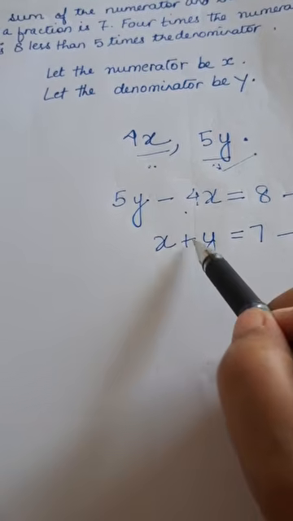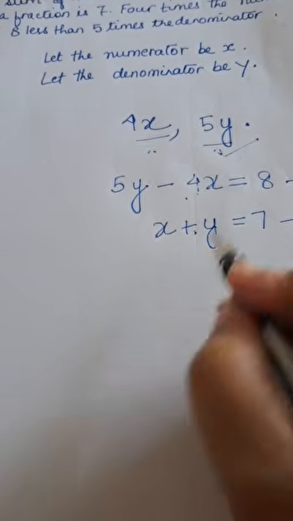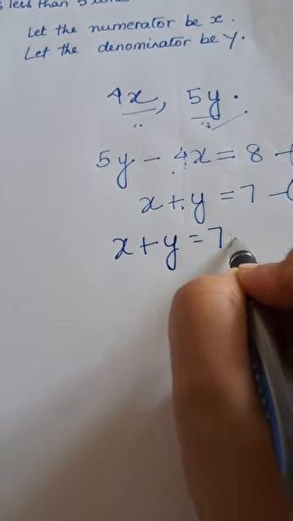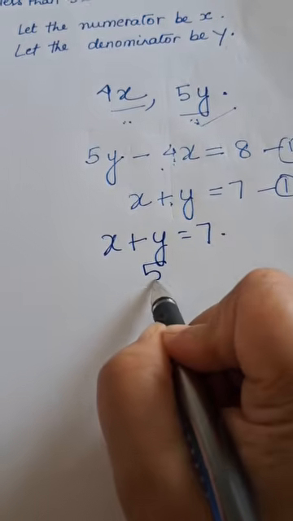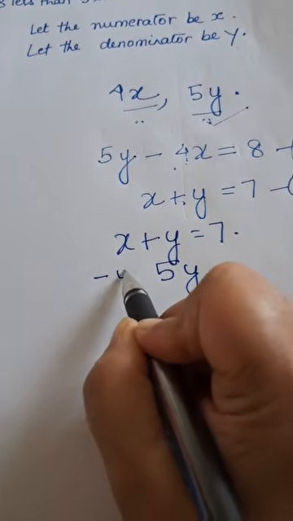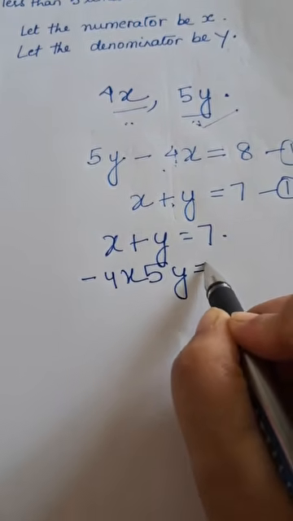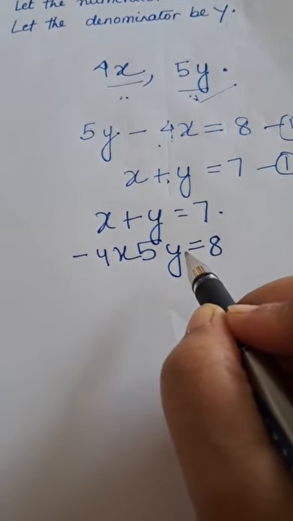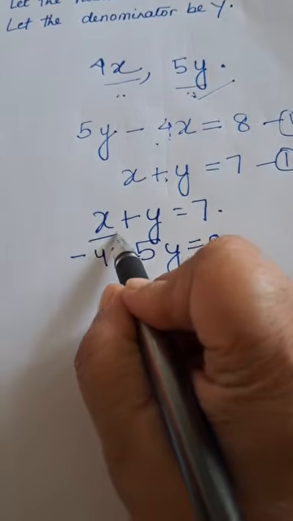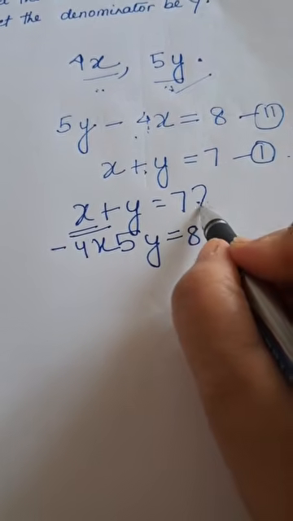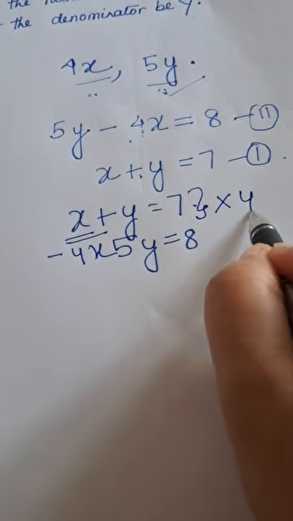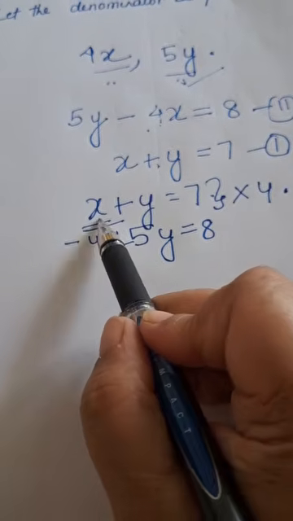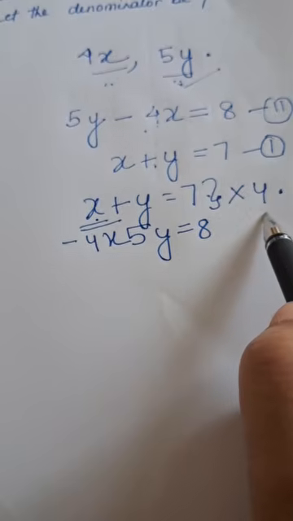So now we will solve these two equations. That is x plus y is equal to 7, and let's write 5y minus 4x is equal to 8. Now we will solve it by elimination method. That means we will make the coefficient of x same. We can even make the coefficient of y same. But here I am making the coefficient of x same by multiplying the whole equation with 4.